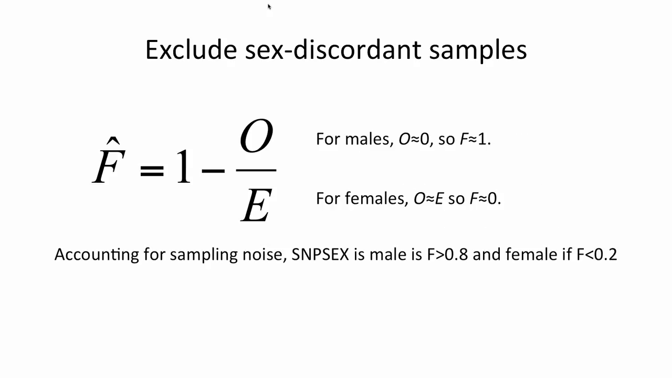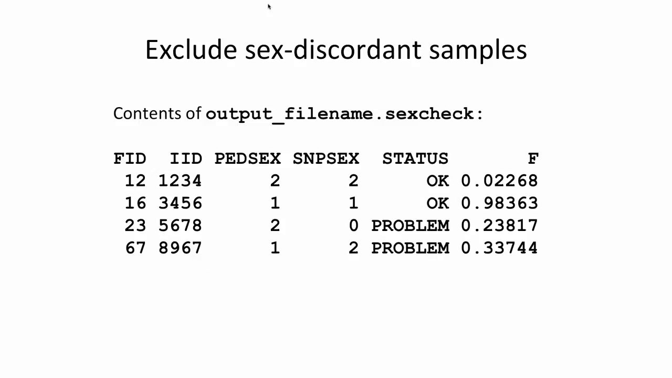So going back to our data example, we see 2 samples that are flagged as problematic. For one, in the 4th row, the self-reported sex is male, but the F value is quite low. This suggests that either there has been a sample swap, that in fact the DNA that was genotyped for this subject did not come from that subject, or that the DNA sample has been contaminated.